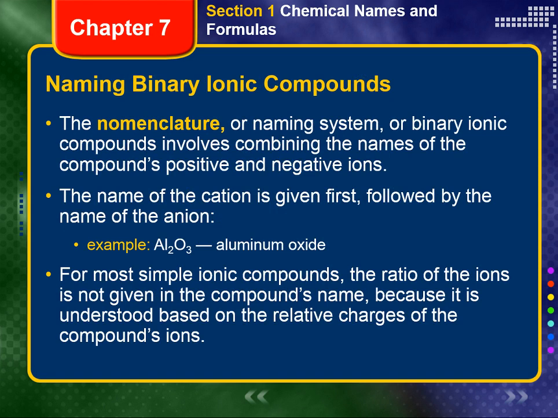Naming binary ionic compounds. The nomenclature, or naming system, of binary ionic compounds involves combining the names of the compound's positive and negative ions. The name of the cation is given first, followed by the name of the anion. For most simple ionic compounds, the ratio of the ions is not indicated in the compound's name because it is understood based on the relative charges of the compound's ions. The naming of a simple binary ionic compound is illustrated by aluminum oxide, Al2O3.